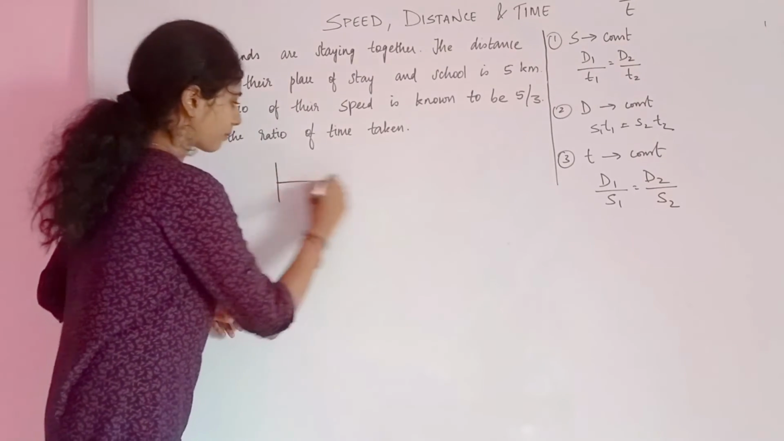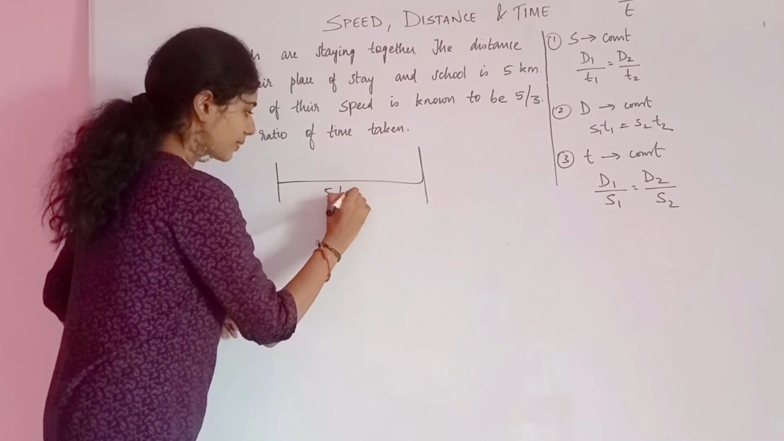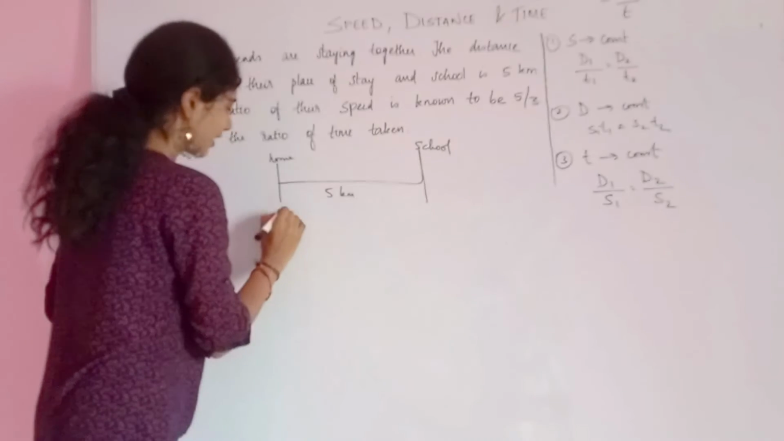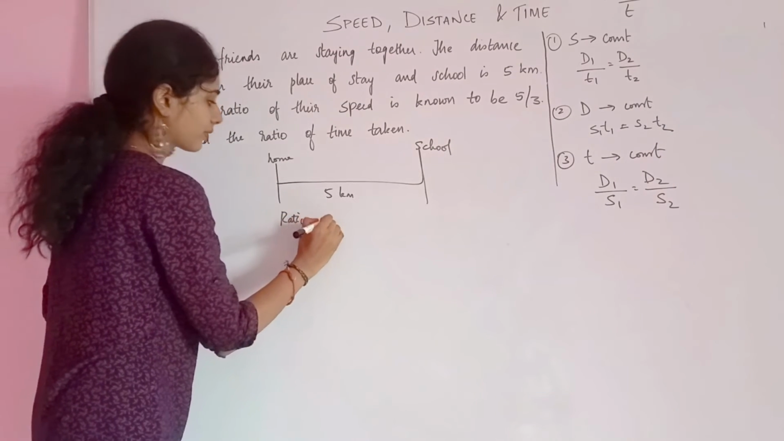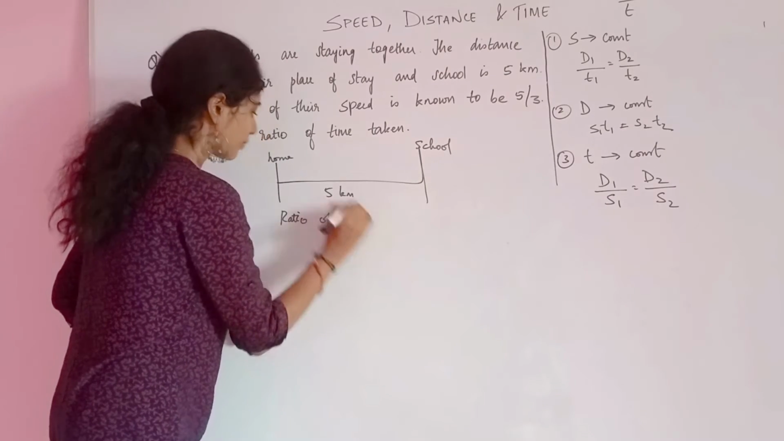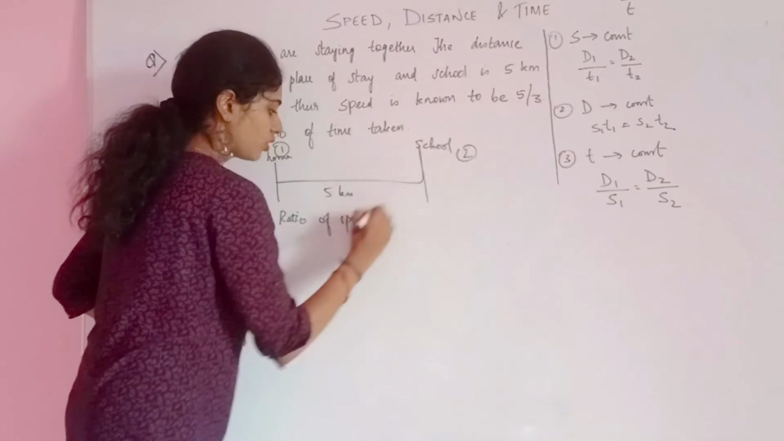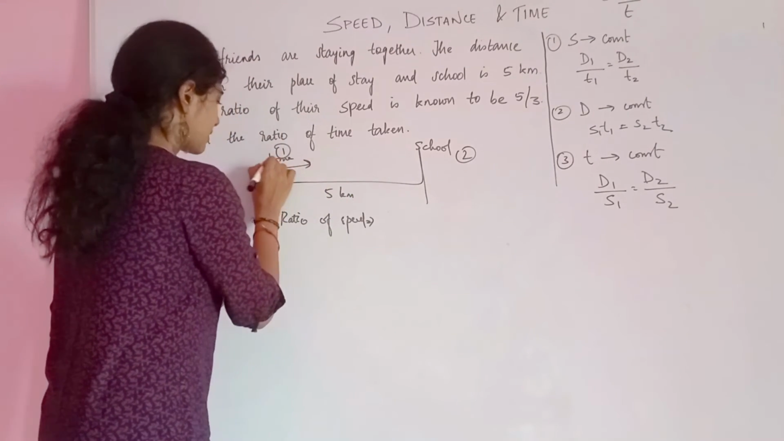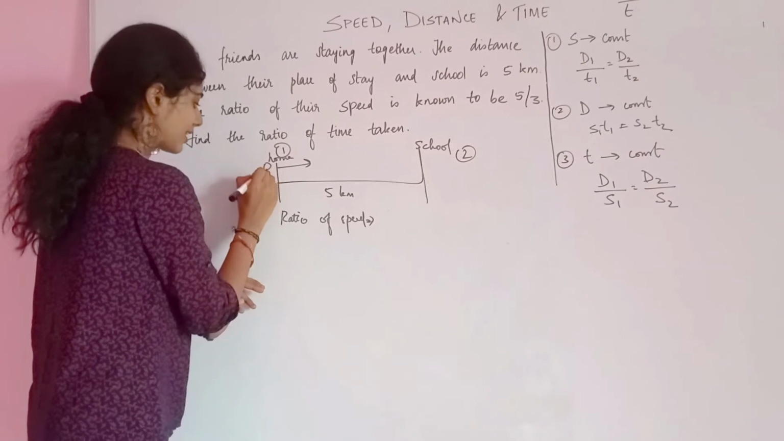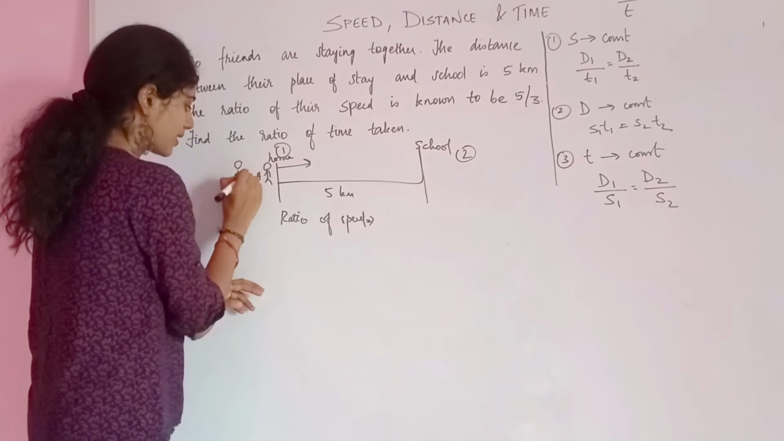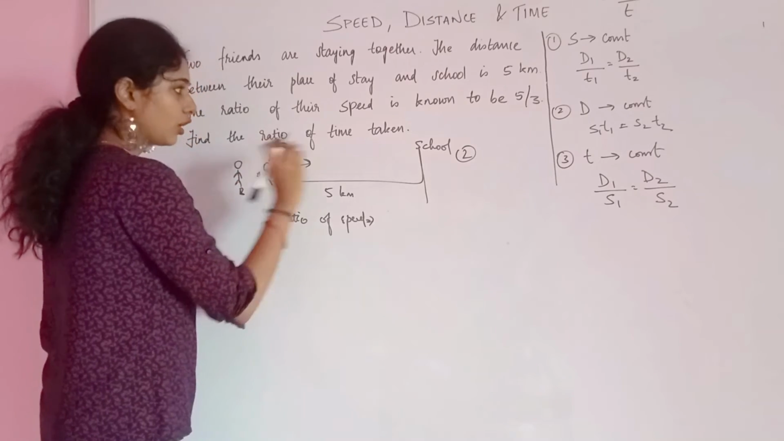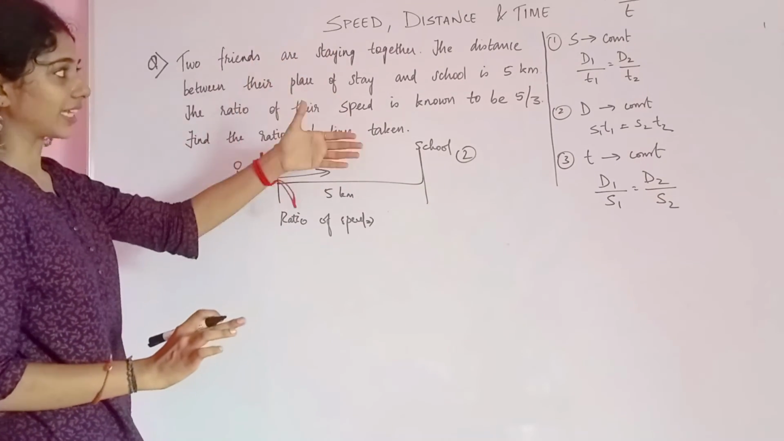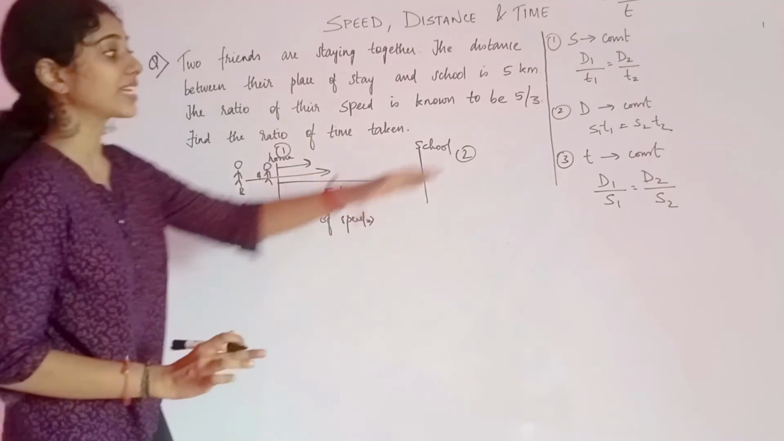So the distance between the place of stay and school is said to be 5 km, from their home to school. And the ratio of speed is given, so suppose home is 1 and school is 2, the ratio of speed is given to be 5 by 3. There are two friends. Let's name one as A, the other one is going to be B. Both are going to start from home to school. It's never mentioned that they start together. If they start together at the same time, it implies time is constant.